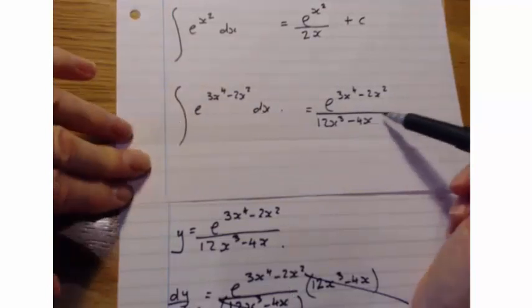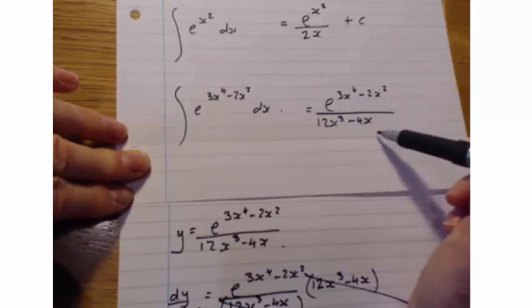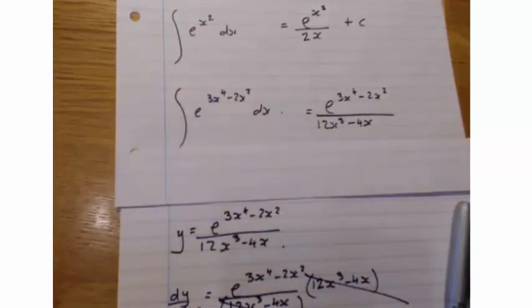So with these ones, we're just dividing by the derivatives. So treat it like a normal e to the x and then divide by the derivative. So hopefully that helps.